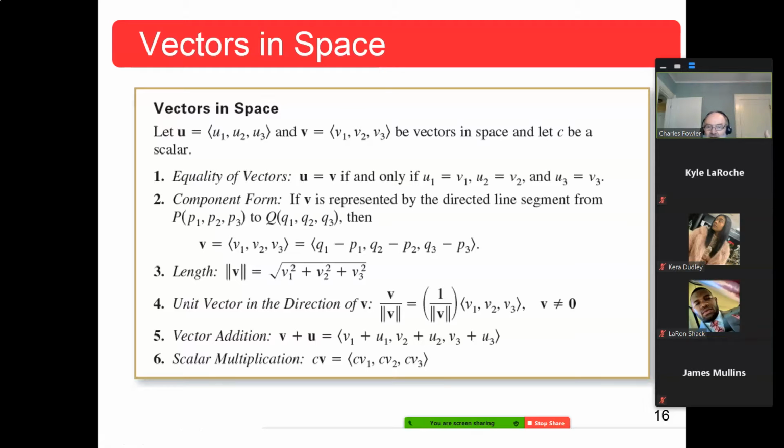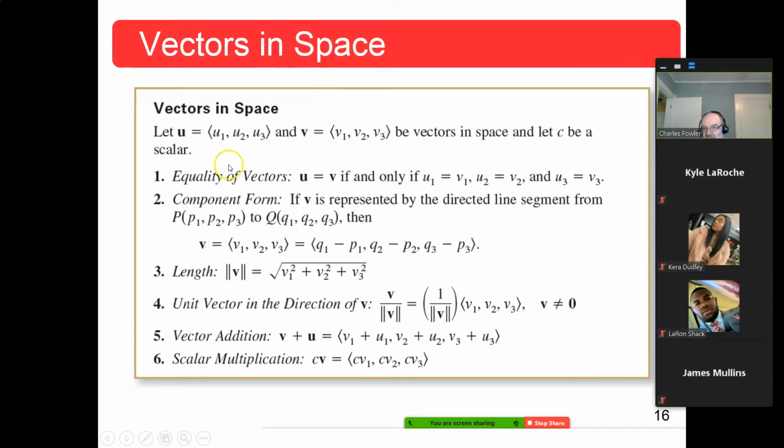Now, they could be the same number written in different forms, like one could be 3 halves and the other could be 6/4. That's the same number, or 1 1/2 or something like that, as long as they have the same value. They are equal to each other. So that's what equality of vectors means. So a vector 2, 3, 4 is not equal to a vector 3, 4, 2. They have to be component by component precisely the same.